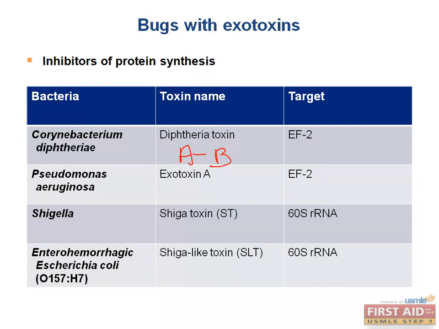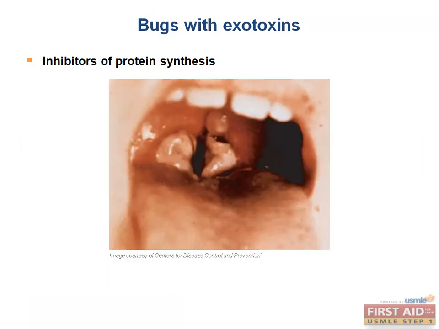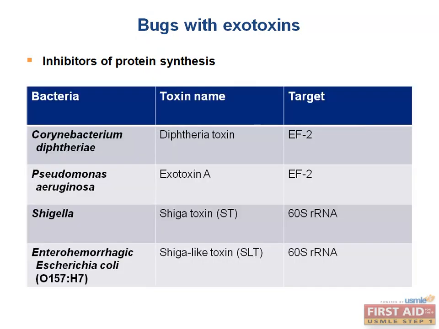So, the A subunit of Corynebacterium diphtheriae is going to attach an ADP ribosyl group to elongation factor 2 in the human cell, thereby stopping protein synthesis. This leads to the clinical presentation of diphtheria with gray pseudomembranous pharyngitis. Similarly, the exotoxin A of Pseudomonas attaches an ADP ribosyl group to elongation factor of the host cell, and thereby inactivates host protein synthesis, but in this case causing cell death.